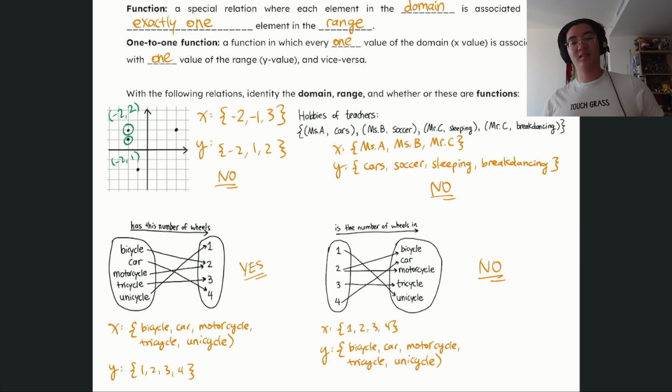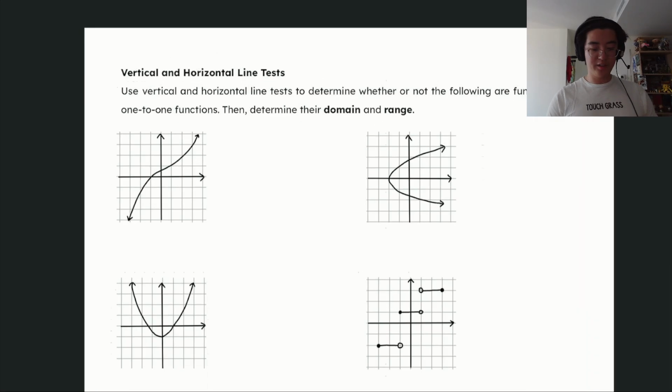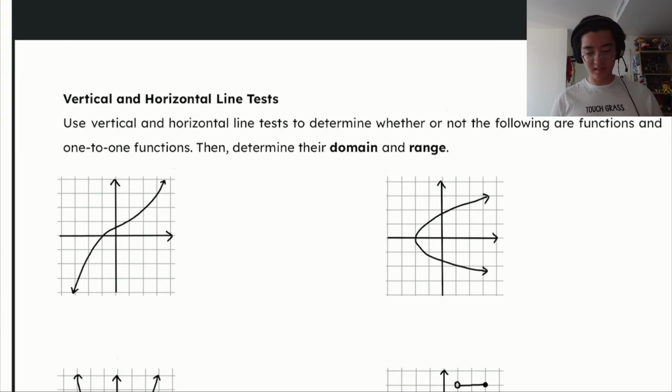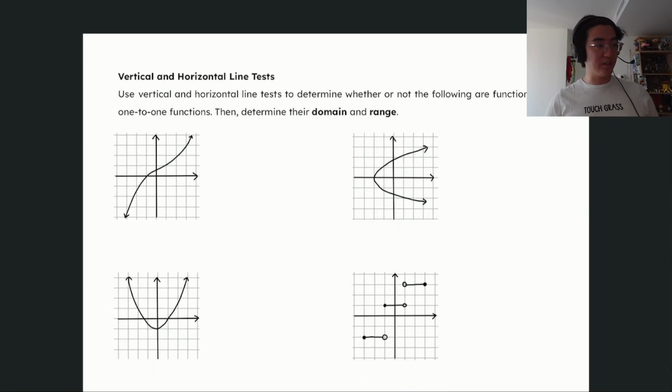Alright? But here's an easier way to tell if something is a function or not. We do what we call vertical and horizontal line tests. What we do here is imagine drawing a vertical line along a function and a horizontal line along the function. We're essentially just scanning this function. If this line crosses 2 points, then that is no longer a function.